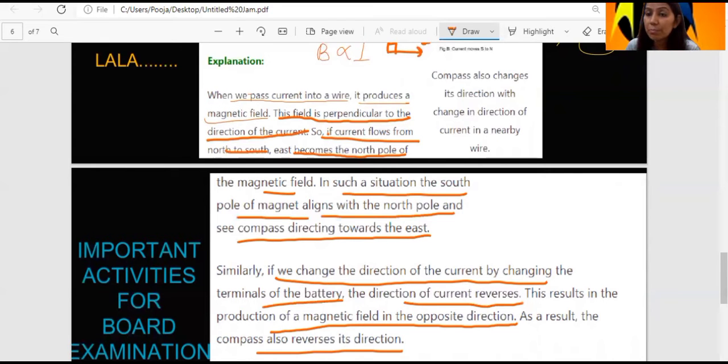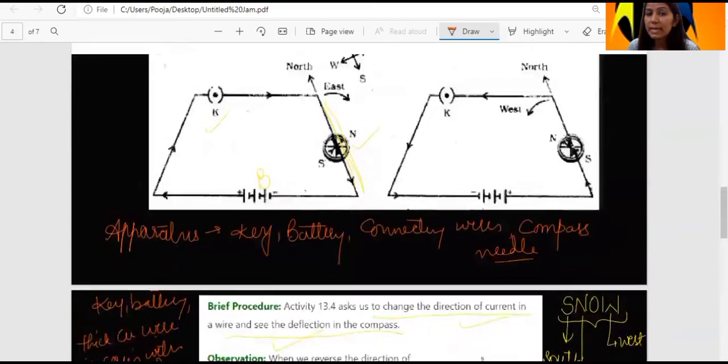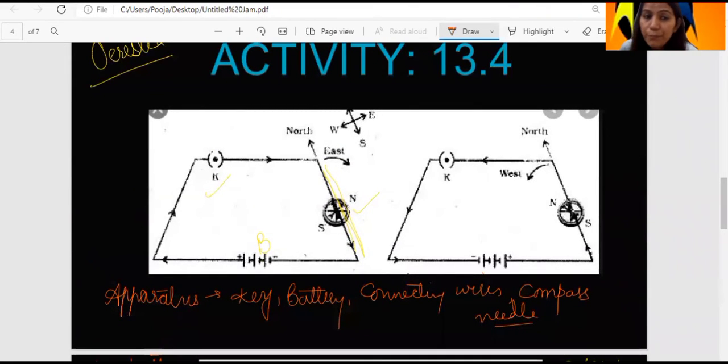How does it reverse? Now see how we can check it out. As I have told you, from this figure only I will let you know. This is the figure and the current is passing from the positive to the negative end. The compass needle is also placed here. Now the current is passing from north to south. See, this is north, this is south, this is east, this is west.